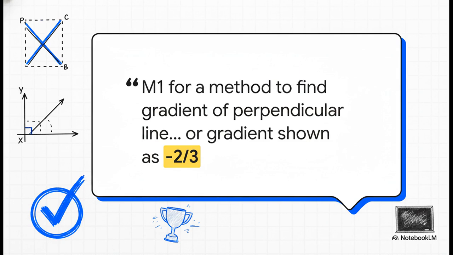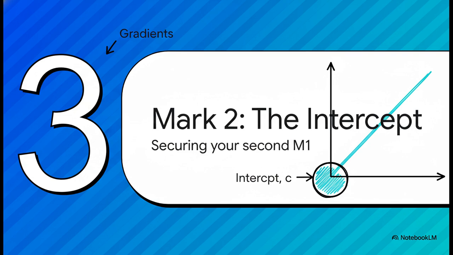And here is the first secret to cracking the code. The official mark scheme says you get the first method mark, M1, just for showing that the perpendicular gradient is -2/3. You don't even have to show all the rearranging, though it's really good practice. Just getting to that value gets you on the scoreboard. All right, 1 mark down, 2 to go.